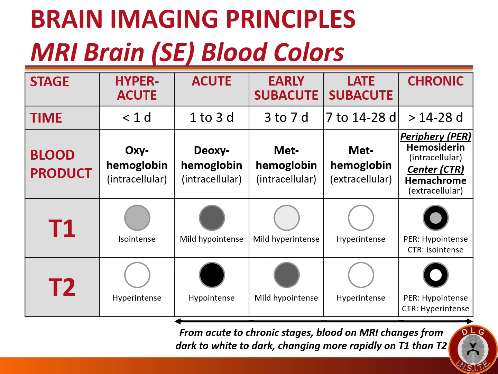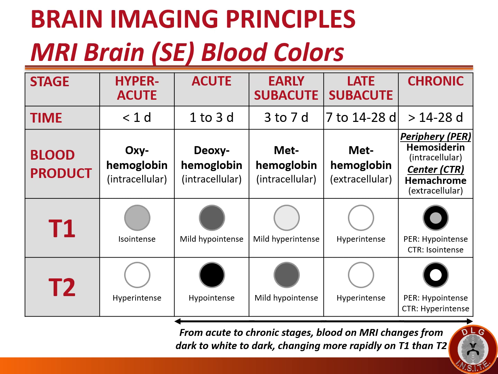In the acute phase, from days 1 to 3, the primary blood product responsible for the color on MRI is intracellular deoxyhemoglobin. On T1, it gets a little darker, a mild hypointense, but it's quite hypointense on T2 weighted images, including, again, T2 FLAIR. In the early subacute phase, days 3 to 7, intracellular methemoglobin is the primary blood product that causes the color on MRI, and it is mildly hyperintense on T1 and mildly hypointense on T2.